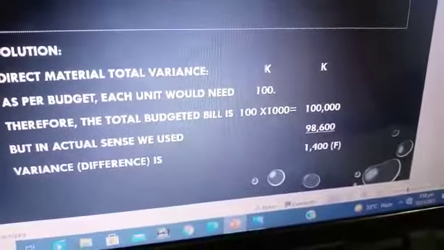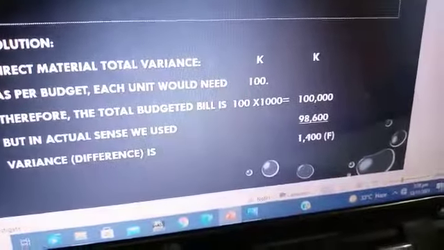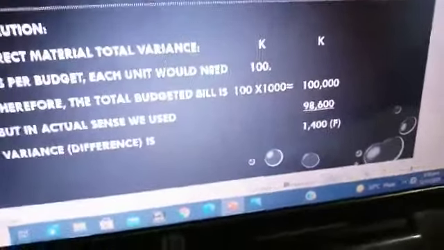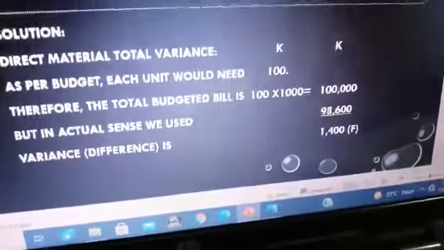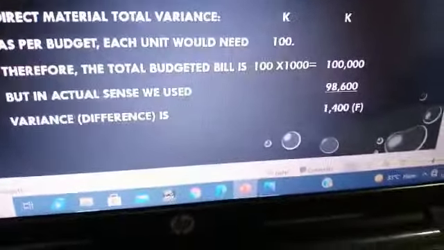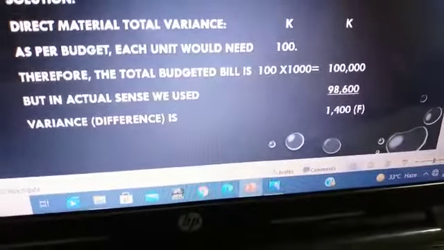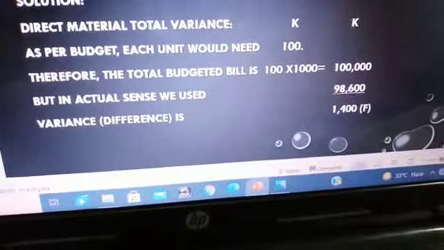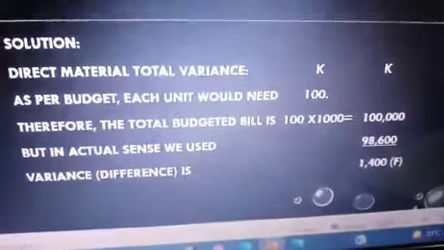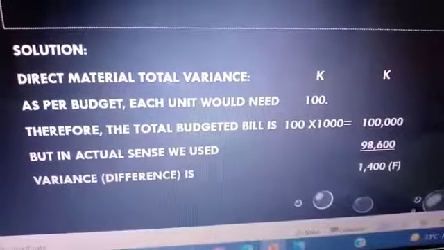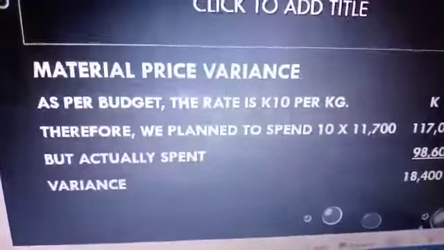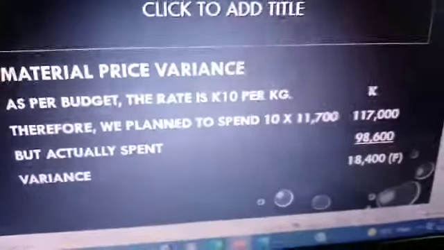Therefore, the total budgeted bill is 100 by 1,000 units you produce, which is 100,000 kwacha. That's as per budget. But actually you spent 1,600. Therefore, the variance, the difference between the budgeted cost of material and the actual, is 1,400 favorable, meaning it worked in your favor. You didn't have a shortage.